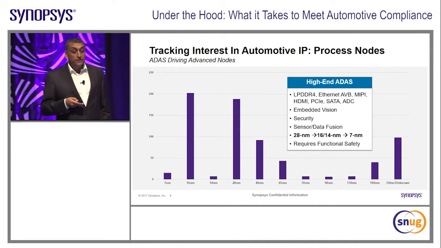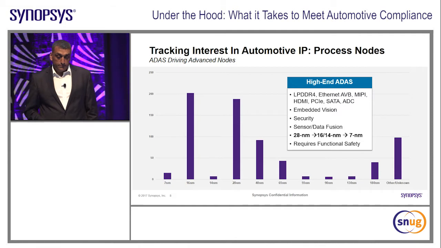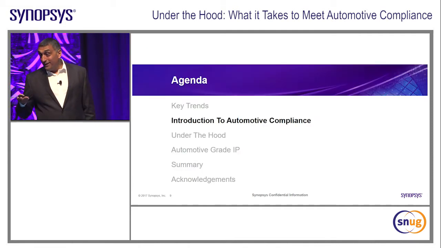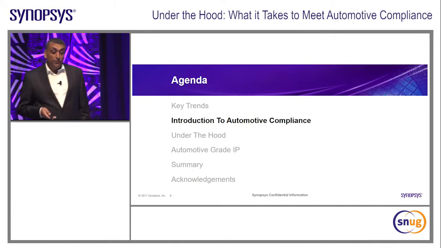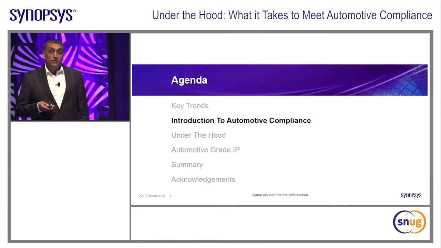Okay? Key points, ADAS is driving the advanced nodes. I gave you some key trends as to why we're here, why we're developing chips and IP at 7 nanometer, for example. Now I'm going to give you an introduction to automotive compliance.